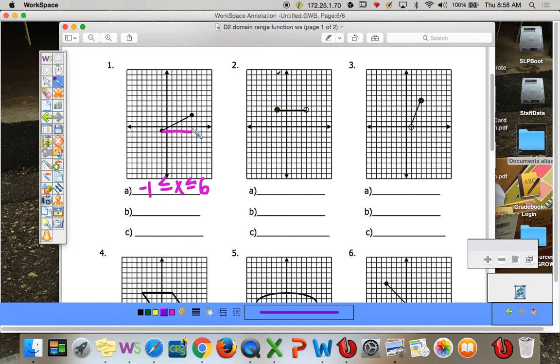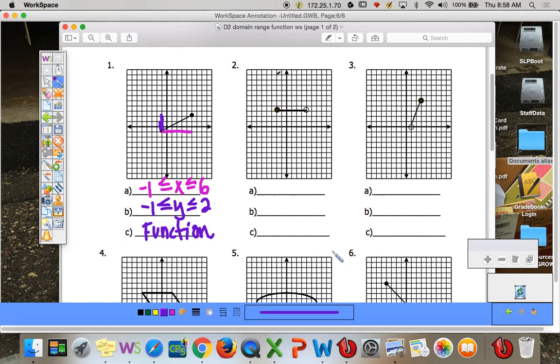The range is the y values. So here's the lowest y value. Here's the highest y value. So it goes from -1 to 1, 2, looks like 2, and it's the y values, and since it's a closed dot, it can equal y. So y goes from -1 to 2, and does it pass the vertical line test? Yes. So yes, it's a function.